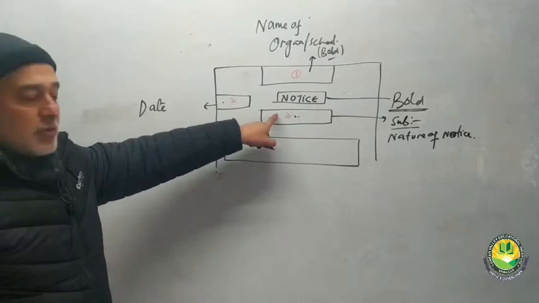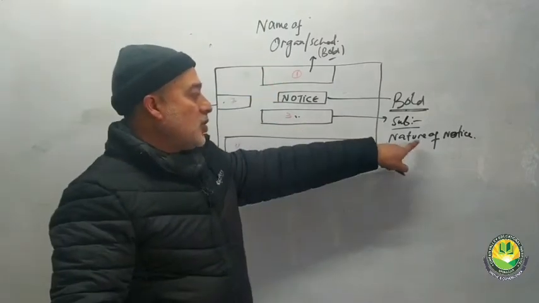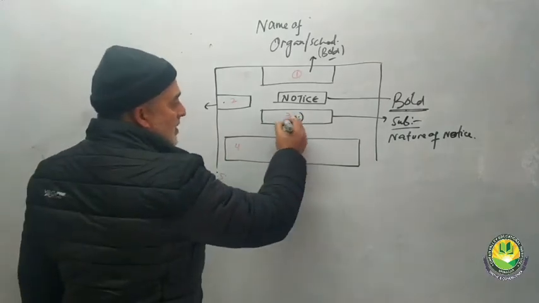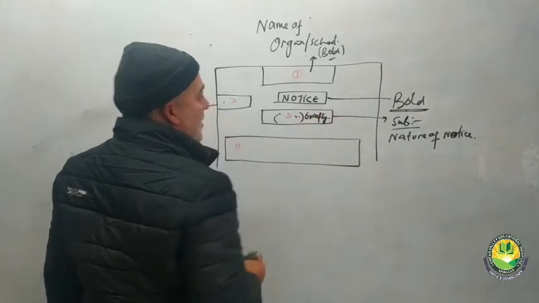When you write a letter, you write the subject. In a note, we write the nature of the note. It describes briefly the crux of the note.